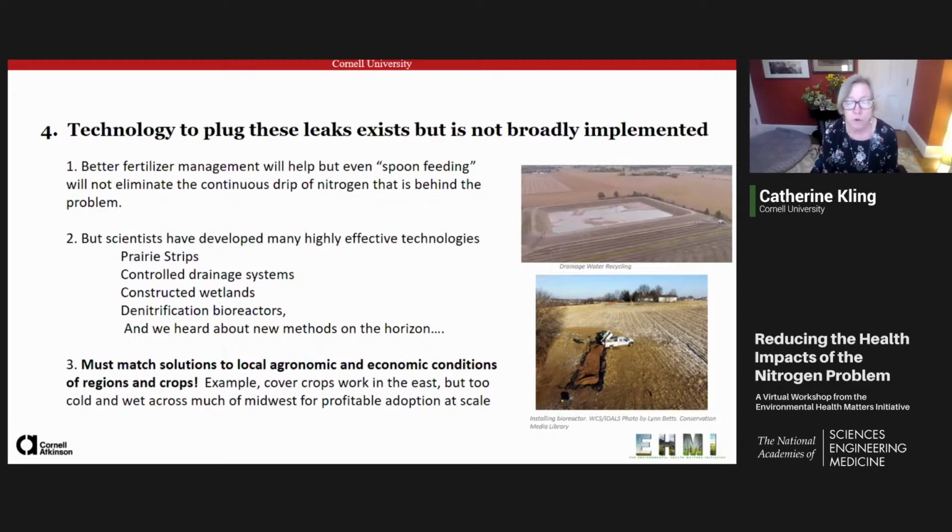We heard about cover crops in the East, which is very different than cover crops in the cold, wet Midwest. We heard about Florida agriculture. We heard about drip irrigation systems, which is extremely different than the systems we have where there's extensive rainfall and we need to drain water off of land. So it needs to be a very place-based focused agenda, however we address this problem.